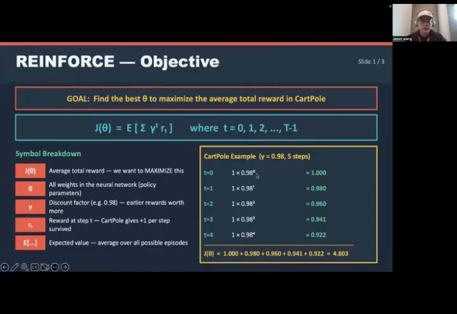So in the example here, with gamma equal to 0.98 and every step survived, the discounted rewards are like this, these calculations. And we got J of theta equal to 4.803. This is the total rewards for these episodes. Our goal is to make this average higher and higher.